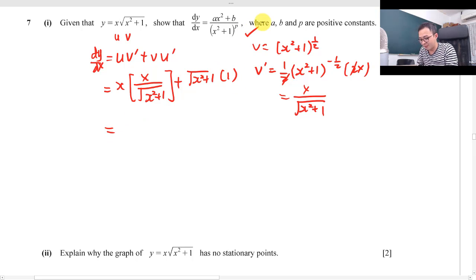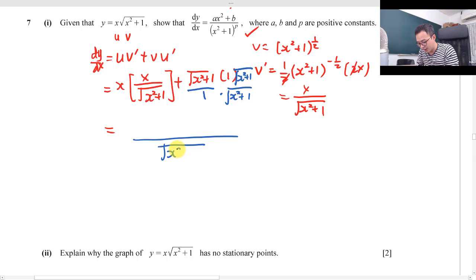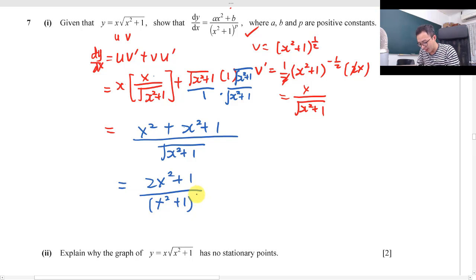So I want to get something like this, so I will just rearrange them. If you see carefully, you should know they have different denominators. So over here, I need to multiply this one to make them have the same denominator. So if I multiply them, I should have the square root of x squared plus 1, and then x times x is x squared. Square root times square root becomes power 1, so this is x squared plus 1. So therefore, I have (2x squared plus 1) over (x squared plus 1) to the power half. This is exactly what the question wants. So yeah, I'm done here. So basically, you need to know how to simplify the square root.